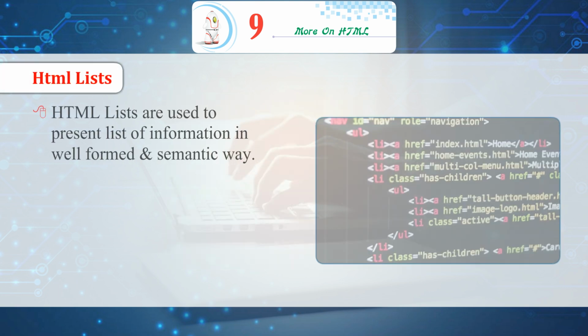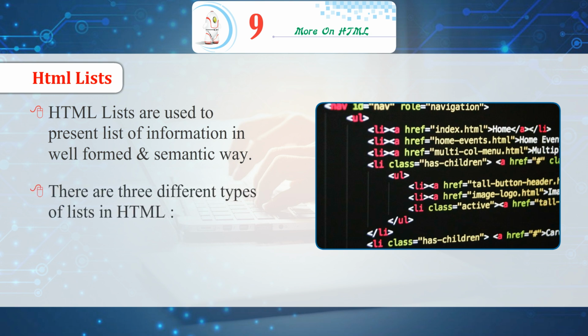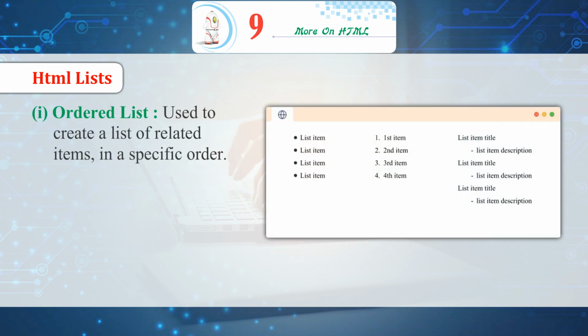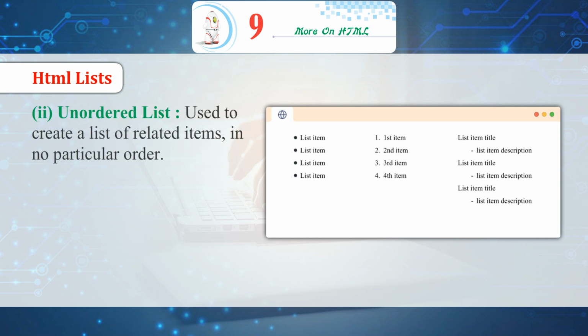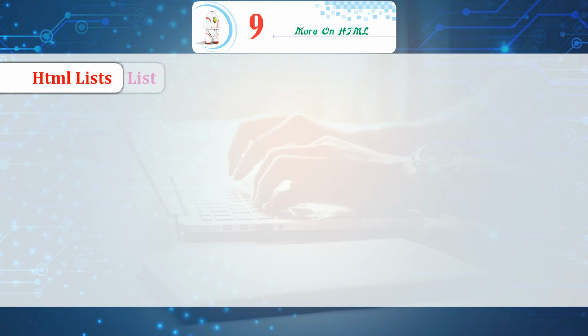HTML lists. HTML lists are used to present a list of information in a well-formed and semantic way. There are 3 different types of lists in HTML. 1. Ordered list, used to create a list of related items in a specific order. 2. Unordered list, used to create a list of related items in no particular order. 3. Description list, used to create a list of terms and their descriptions.